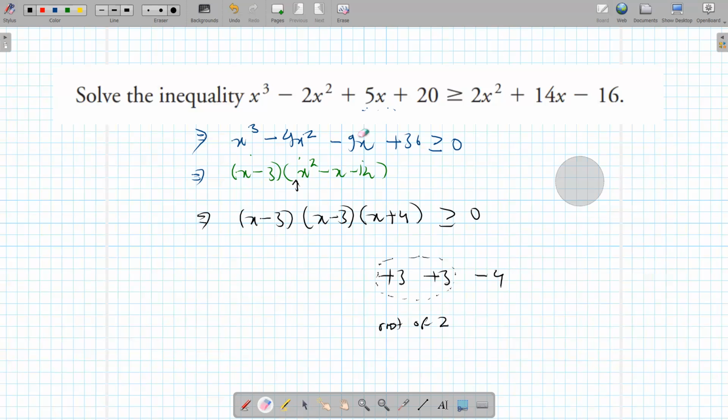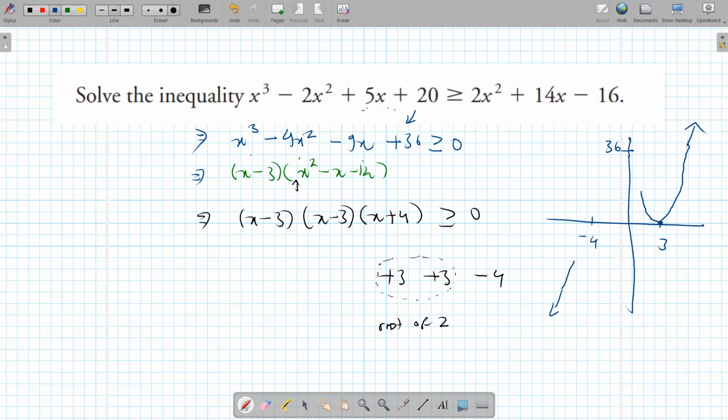Now let's look at this. So now we can finally graph this entire thing. We know the y-intercept is 36. And we know this is a positive cubic, gonna start in Q3, gonna end in quadrant 1. And we know there's an intercept at -4, and at +3, there's a turning point, right? So it's gonna look like this here, and then you just connect the dots.